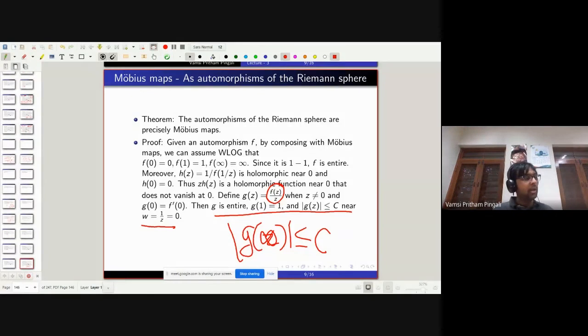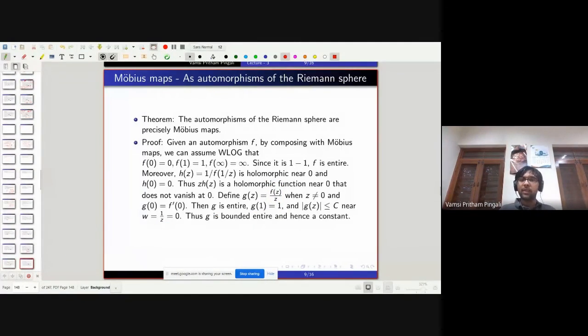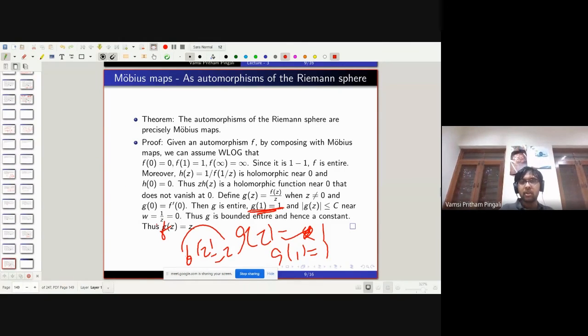And do we know anything about entire functions that are bounded? I hope this has been covered. Yes, every entire function that is bounded is a constant. That means g of z is a constant, and g of 1 is 1, so that constant is 1, so f of z equals z. That means any automorphism that takes these 3 points to these 3 points will have to be the identity map. That means every automorphism is a Mobius transformation.